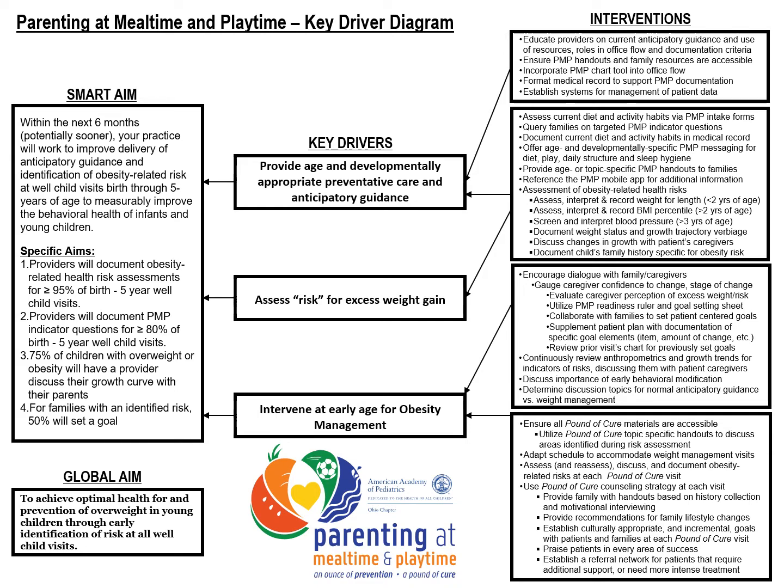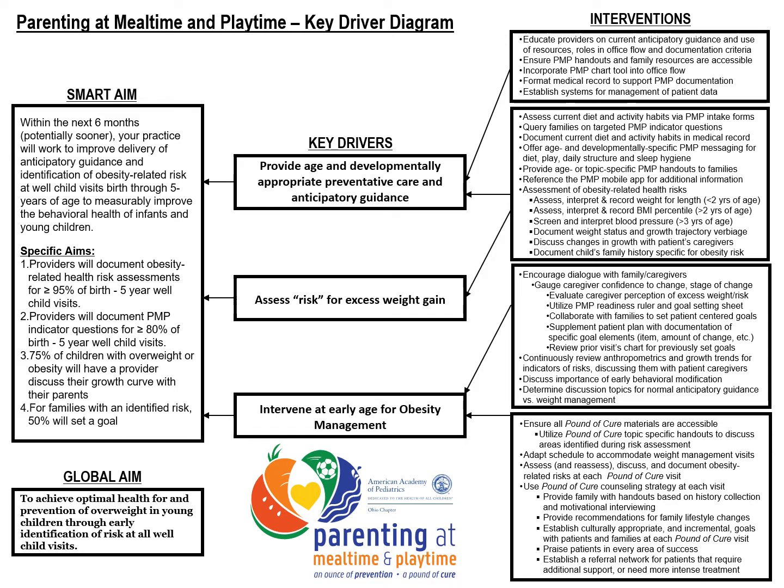The third aim is looking at 75% of children who are overweight or obese have the provider discuss with them their growth curve. And then finally, for families that have identified risks from any of the areas that we'll be noting, 50% or more of those will set a goal. So how do we work to accomplish and get to those numerical targets that we've set within the specific aims? We have 3 key drivers, which are listed in the middle of the screen, providing age and developmentally appropriate preventative care and anticipatory guidance, of which we have 2 boxes of interventions that will help you impact that specific area.